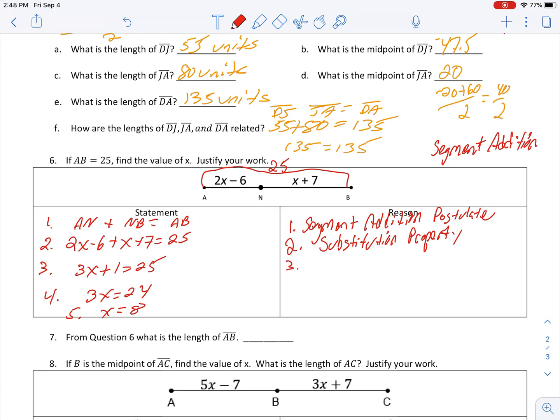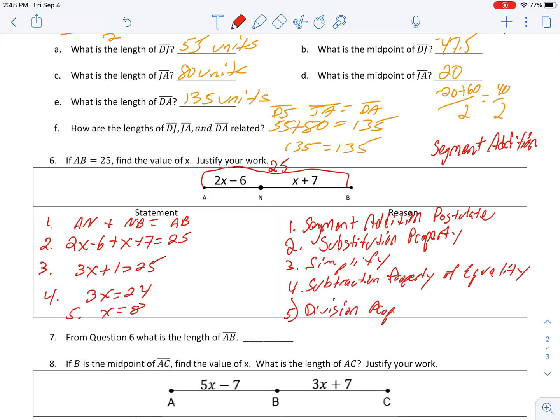Now, after that, once you get that done, it's what we've been reviewing at the beginning of the year. To go from step 2 to step 3, we simplified, combined like terms. To go from step 3 to step 4, we subtracted 1, so we call that the subtraction property of equality. And then if we go from step 4 to step 5, we did our division property of equality.